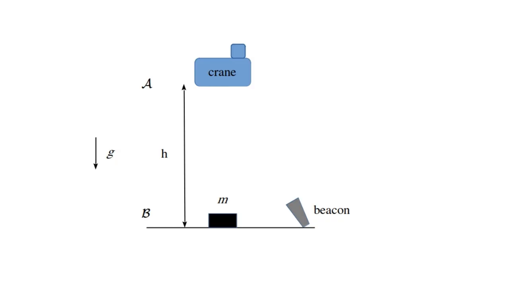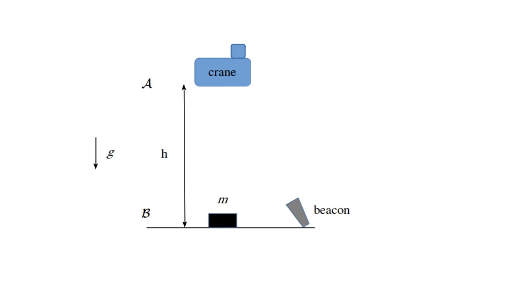Consider the following thought experiment. We have a system performing a simple four-step cycle. The system consists of a body of mass m, at rest at point B, and a crane at point A, at a height h, above m. We also have a beacon placed at point B that will be used at the end of the cycle. The system is in a uniform gravitational field G.